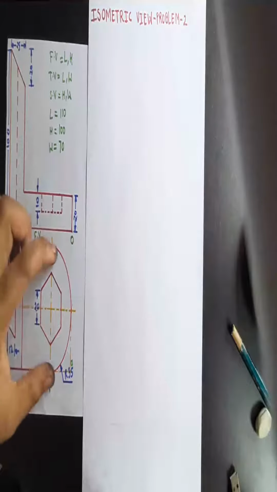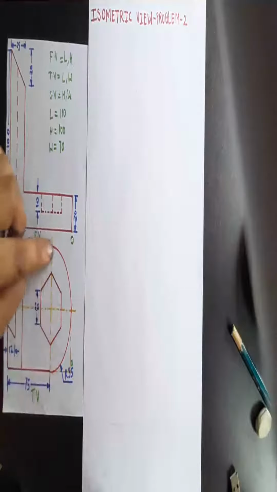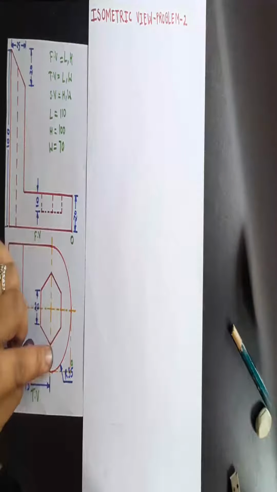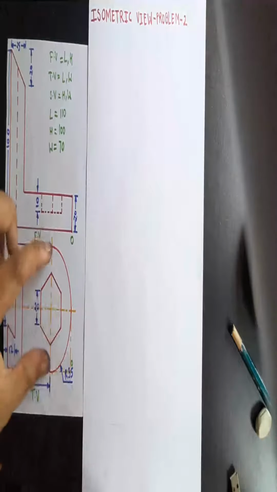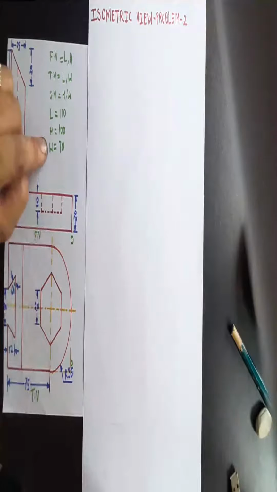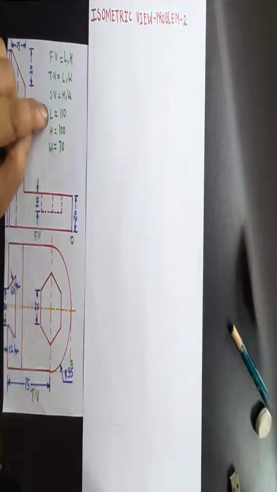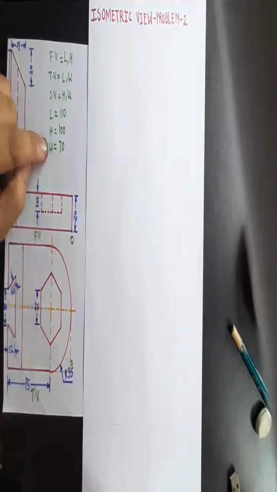The remaining distance is not given over here. But if we see it on the other side, this semicircular portion, its radius is given. The radius is 35 mm, so obviously the diameter is 70 mm, hence the width is equal to 70 mm. Once you have found the maximum length, width and height, what are we supposed to do? We are supposed to prepare a box of this length, width and height.